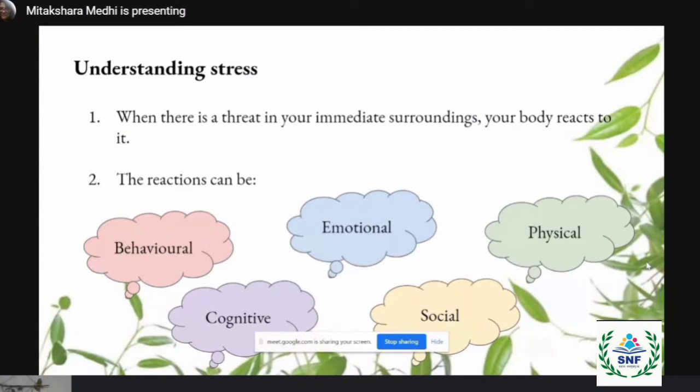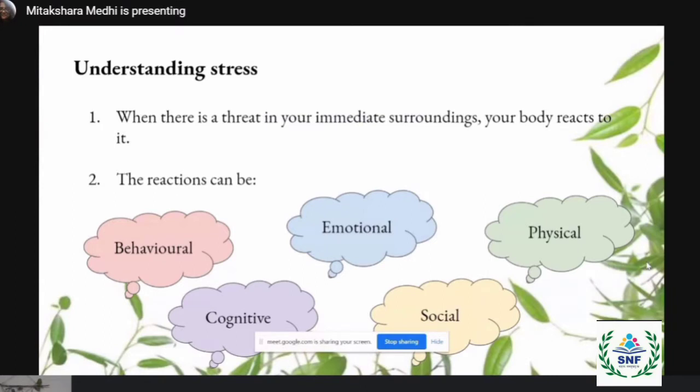Physical would again be, say, you do not feel like getting out of bed, or there is increased heart rate, increased blood pressure, upset stomach, nausea. Cognitive would be confusion, inability to concentrate or pay attention in class, or also slowness in your thoughts. And social would be, say, a kind of withdrawal or isolation. You tend to move away from your friends because you're just so stressed, you're not able to participate in the group surroundings. You're not able to listen or share your feelings with them. There's a lot of blaming, whether you blame it on yourself or you blame it on someone else.